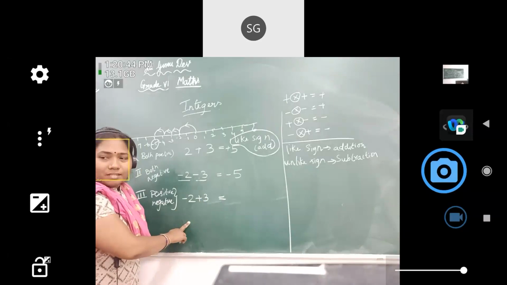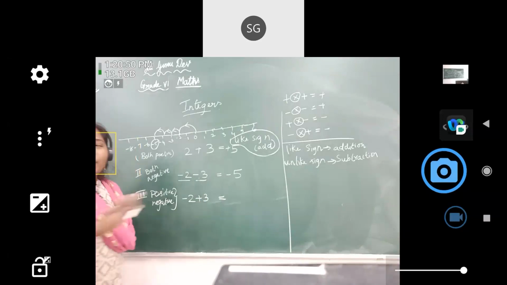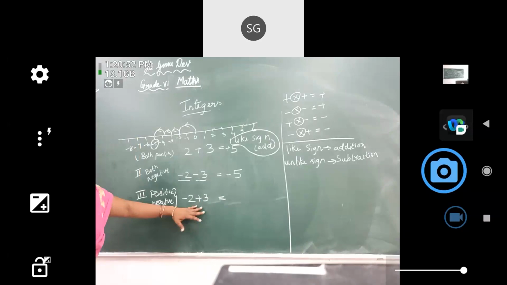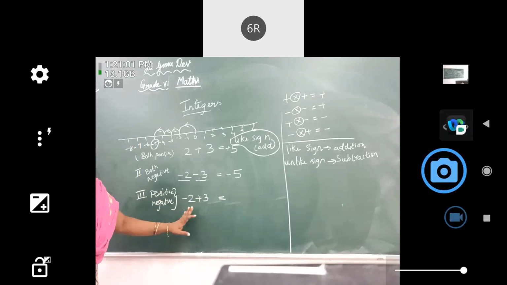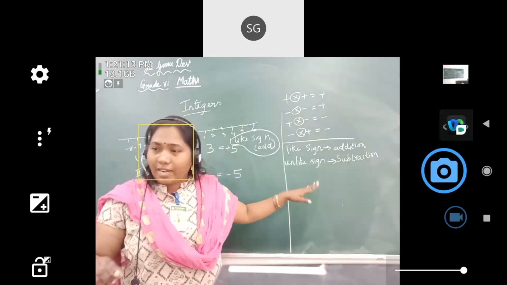2 and 3. So what is the difference between 2 and 3? One is negative and one is positive, but I just forget about all the signs. I'm just speaking about the absolute values. They are unlike sign. So I have a rule: when it is unlike sign, I have to subtract.